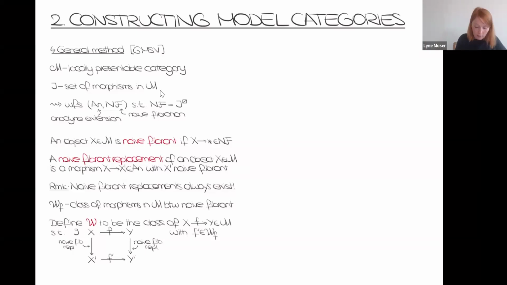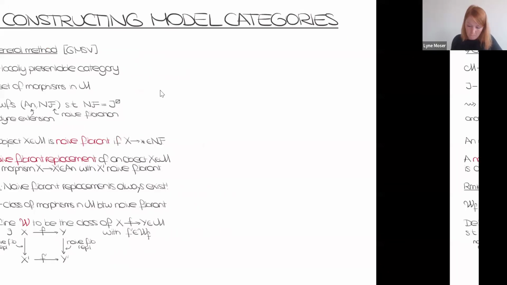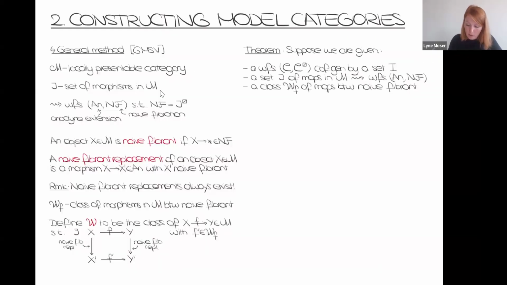And so I can define W to be the class of maps such that there is a naive fibrant replacement of that map that is in W_F. So by this, I mean that I'm replacing my X with a naive fibrant one. I'm replacing my Y with a naive fibrant one. And then I have this induced map between the two naive fibrant objects, which is in my class. And so the theorem then states as follows.